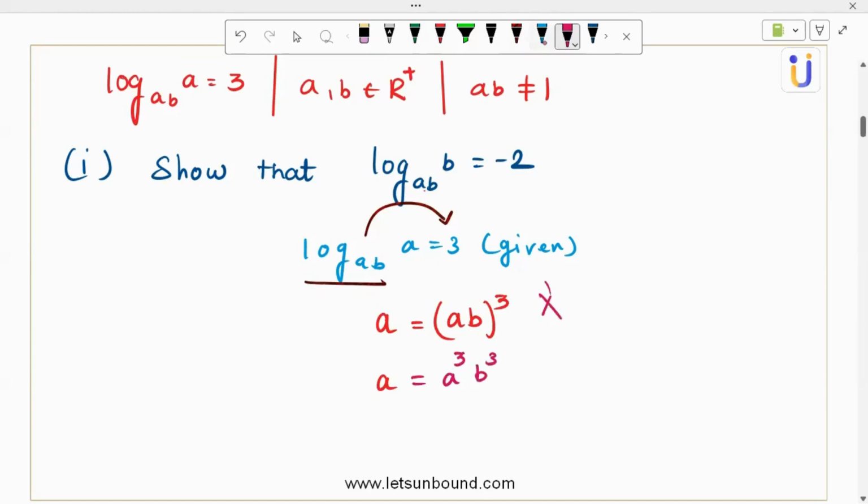And this is the important part. Most of us will do it like this: log AB power 3. In a hurry, right? So we should be careful. It's AB the whole power 3. And now let's solve for B. Make B the subject.